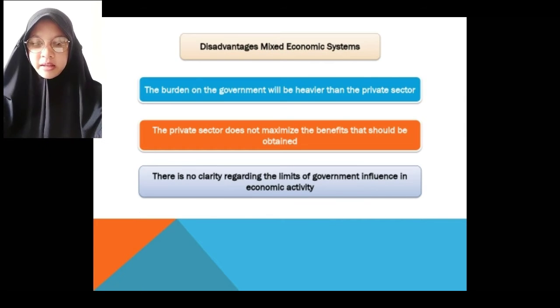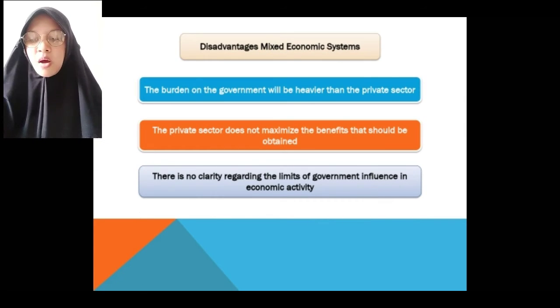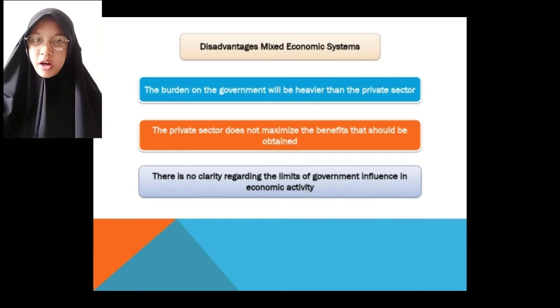Disadvantages of the mixed economic system. 1. The burden on the government will be heavier than the private sector. 2. The private sector does not maximize the benefits that should be obtained. 3. There is no clarity regarding the limits of government influence in economic activity.